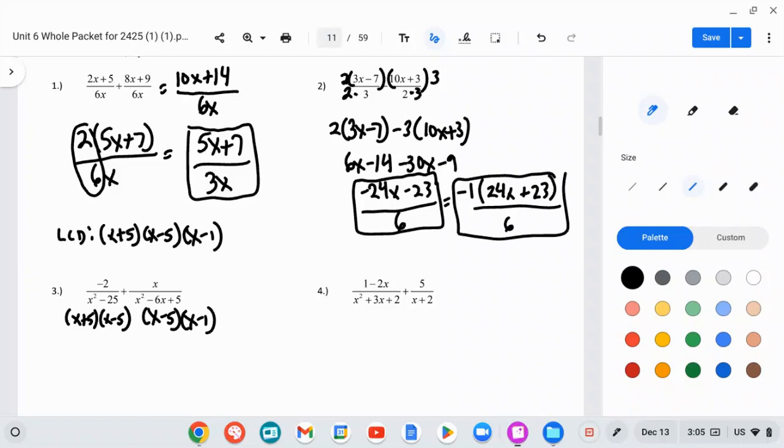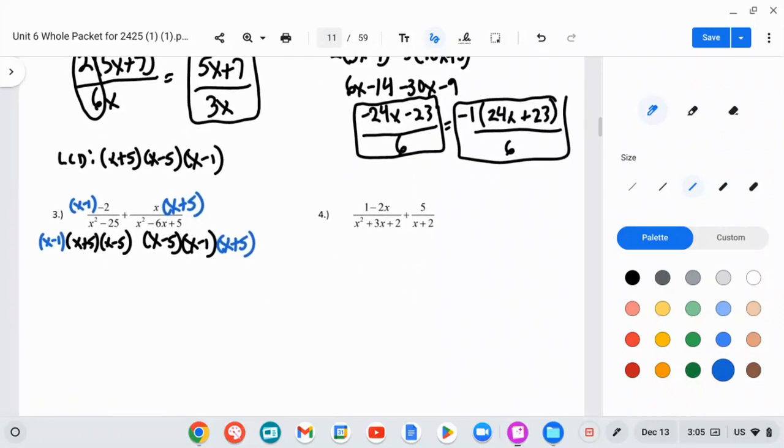So if I'm looking at the bottom left, the only thing that's missing from my LCD is an x minus 1, so that's what I'm going to multiply by the top and the bottom. On the right side, the only thing that's missing is an x plus 5, so that's what I'm going to write on the top and the bottom. And now I'm just going to take care of the top.